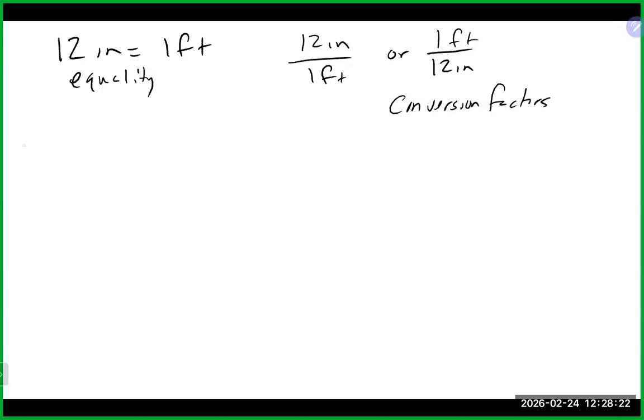We show our work in chemistry by everybody's favorite thing, which is dimensional analysis. Dimensional analysis is where we kind of show the units canceling out by using conversion factors.